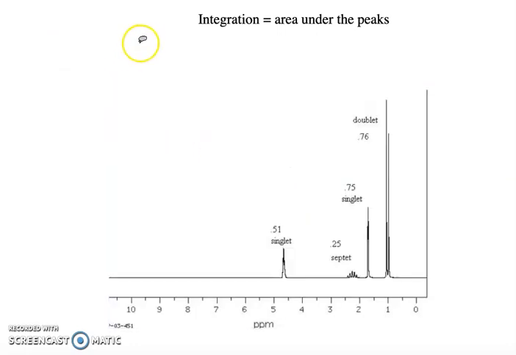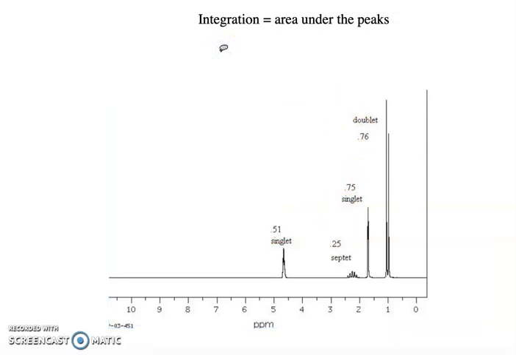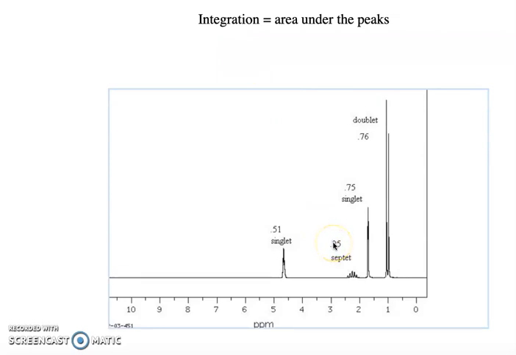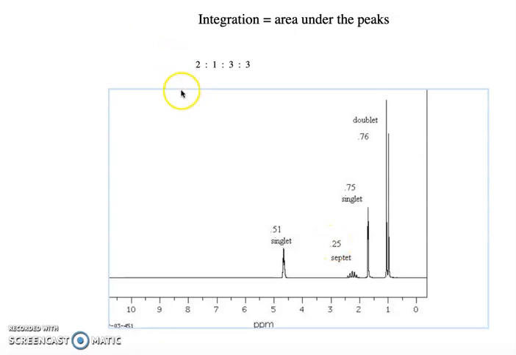Okay, let's look at one more. It's this NMR spectrum right here. And you can see that the ratio is 0.51 to 0.52 to 0.75 to 0.76. So I'm going to start the same way I did last time. I'm going to divide everything by the smallest number. This time when I do it, it works out very nicely without having to do anything else.